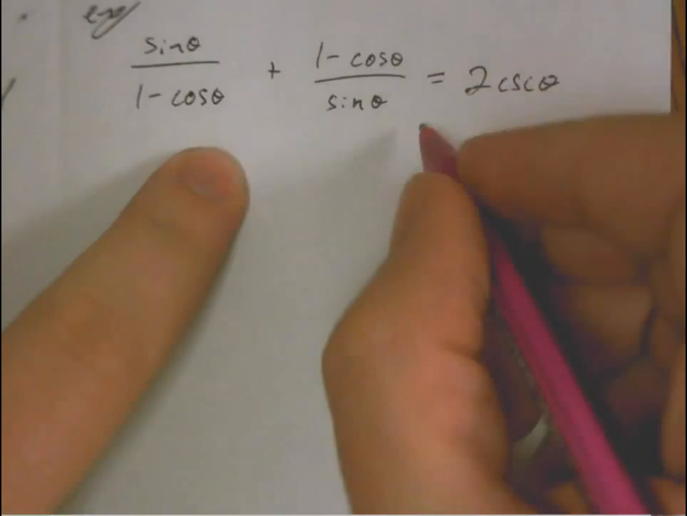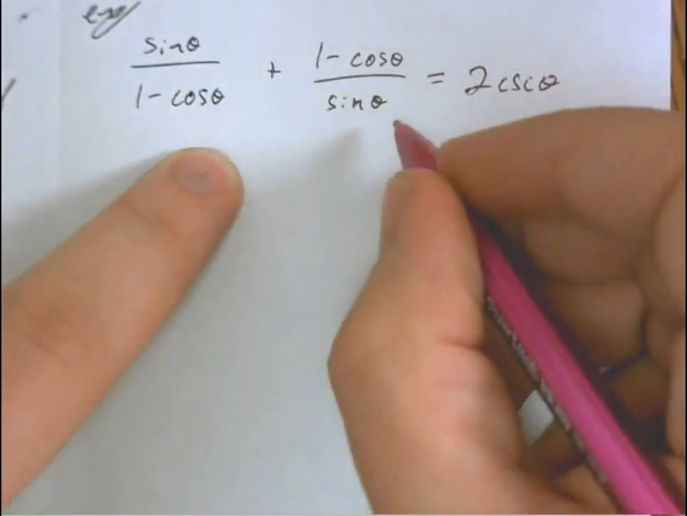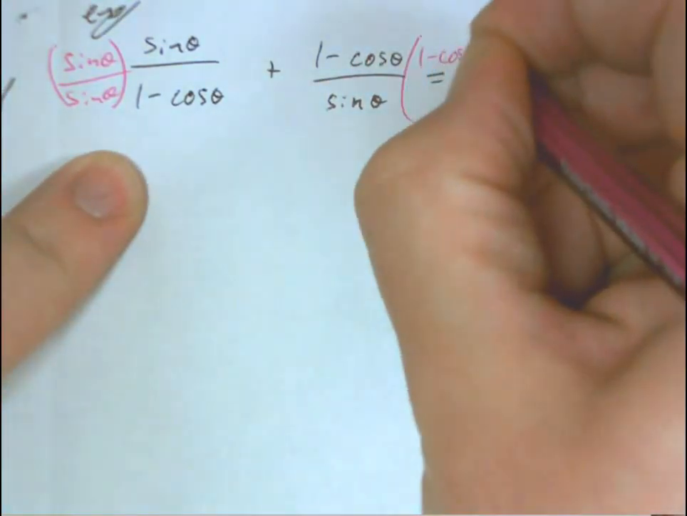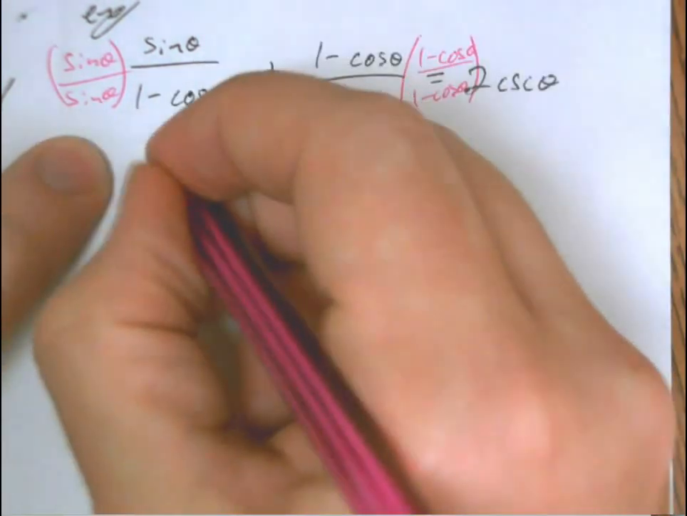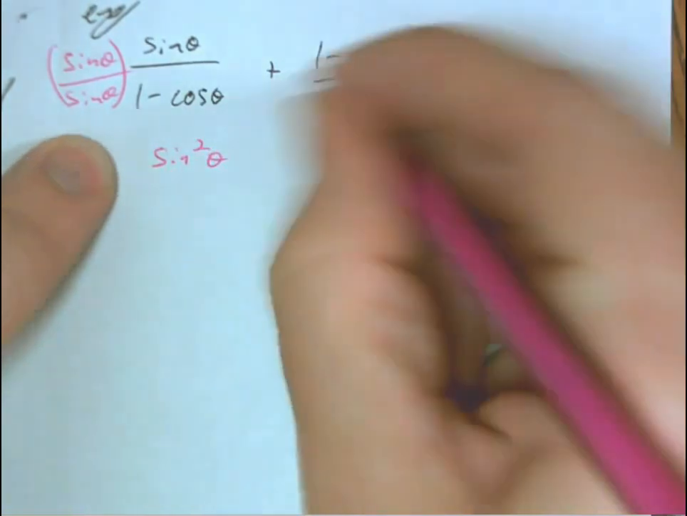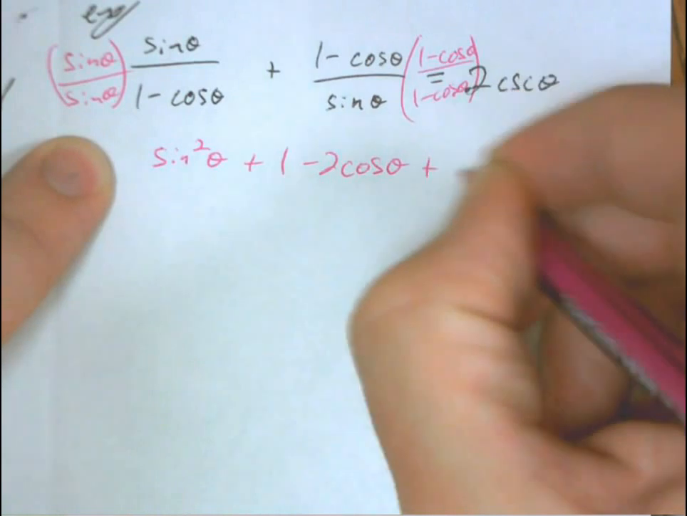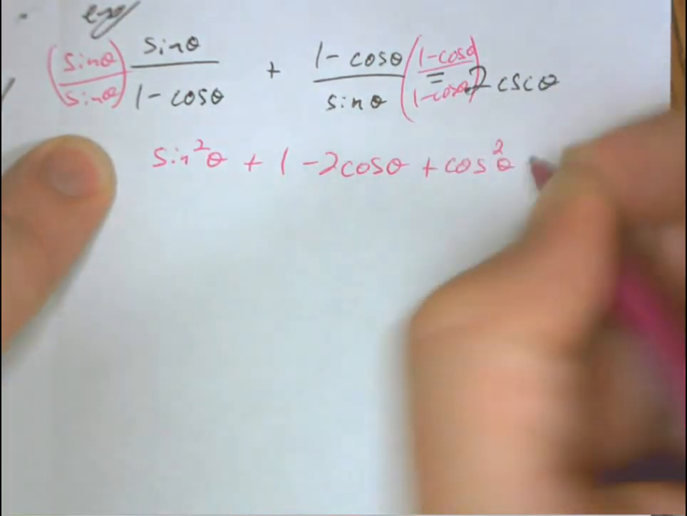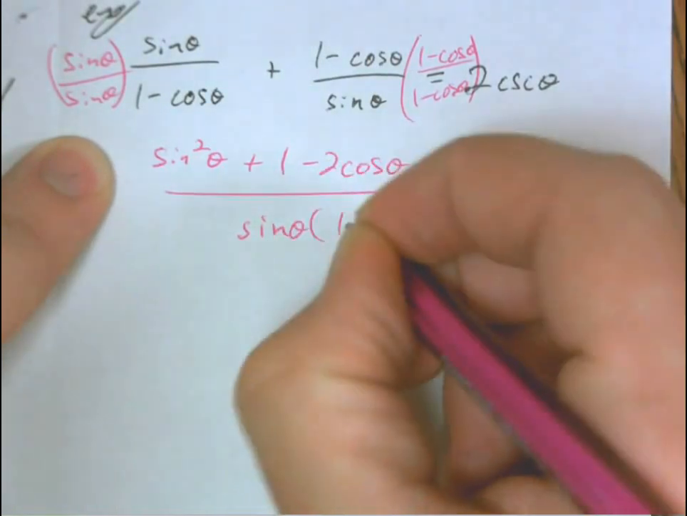So here, the left side has more stuff. I want it to come out as 2 cosecant theta. Well, I know in order to even add these things together, I have to have common denominators, so I'll multiply this one by sine over sine, and the other one by 1 minus cosine over 1 minus cosine, such that I have sine squared plus 1 minus 2 cosine theta plus cosine squared, all of that over the common denominator of sine theta times 1 minus cosine theta.